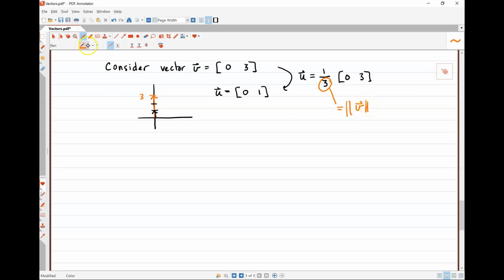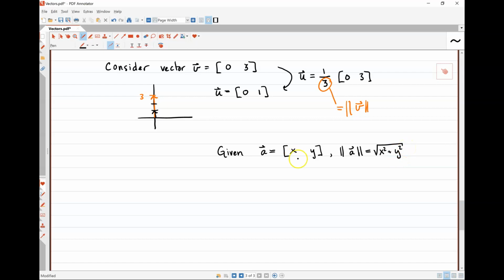And in general, this is going to work just like it sounds like it's going to work. So if we're given a vector, let's say a, that's equal to maybe some (x, y), the length of a is the square root then of x squared plus y squared.